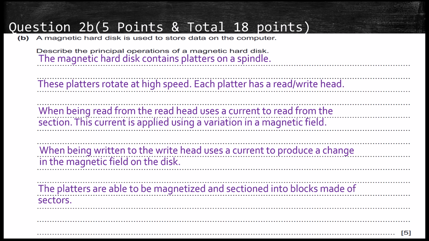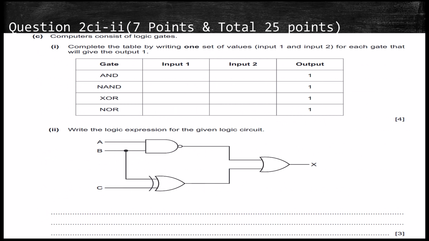Now, the platters are able to be magnetized and sectioned into blocks. The blocks are actually made up of sectors, and when we have multiple sectors, we call those blocks. All data stored on the disk is stored as a magnetic pattern in each block. So it's all these magnetic properties that make it a magnetic hard disk. Let's take a look at the next one.